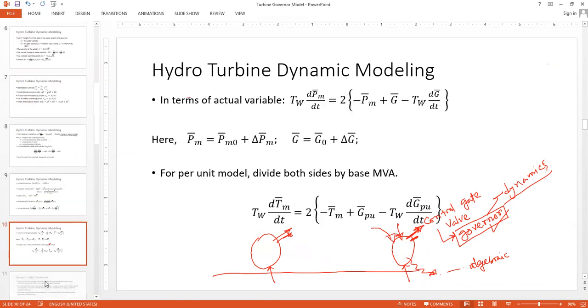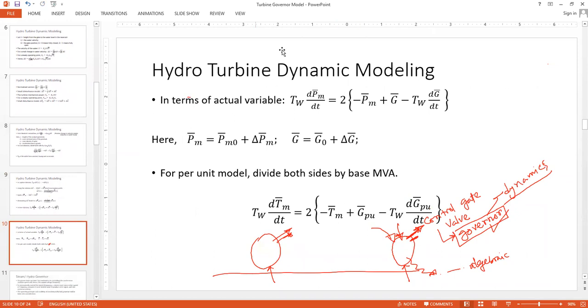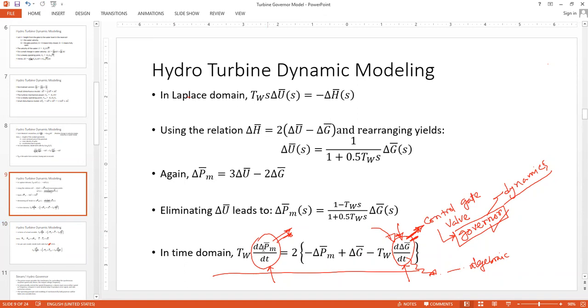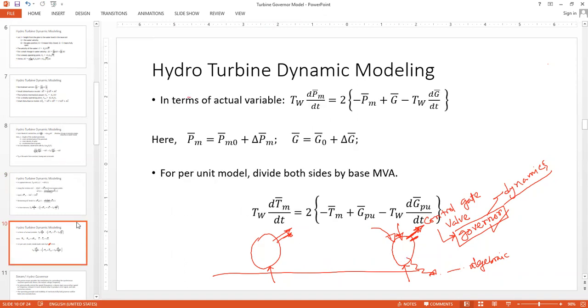But before we finish, I know I'm over time by a little bit, but let me allow a few, maybe 2-3 minutes. I'm almost done. So this is probably the last slide. Okay, so in terms of actual variables, not the incremental form with del Pm, del G everywhere, but still normalized.